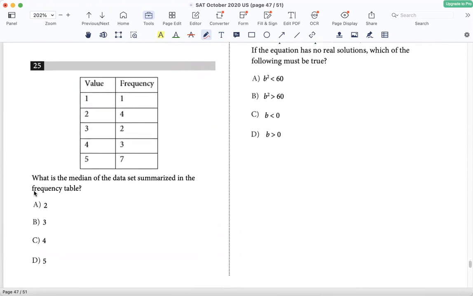What is the median of the data set summarized in the frequency table? So how many values? 1 plus 4, 5 plus 2, 7 plus 3, 10 plus 7. There were a total of 17 values. So the median will be the ninth value, right? 17 plus 1, 18 by 2, ninth value. So 1 plus 4, 5 plus 2, 7. So the ninth value is 4. So that's the median.